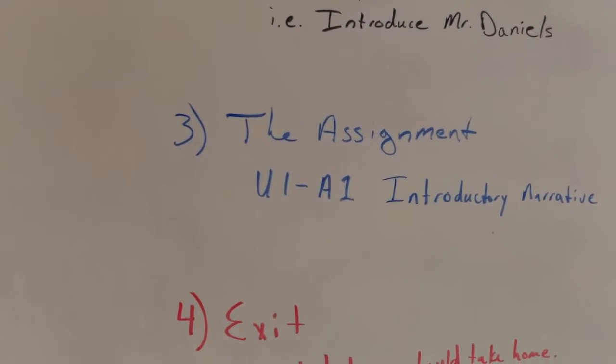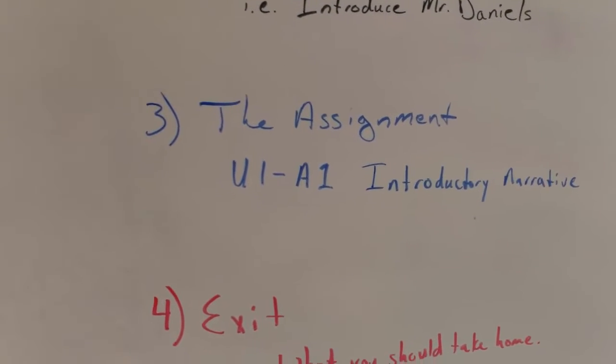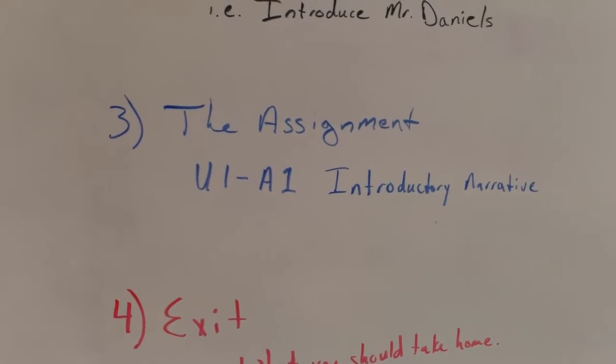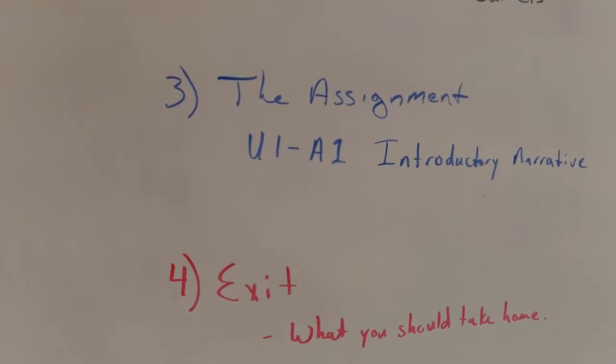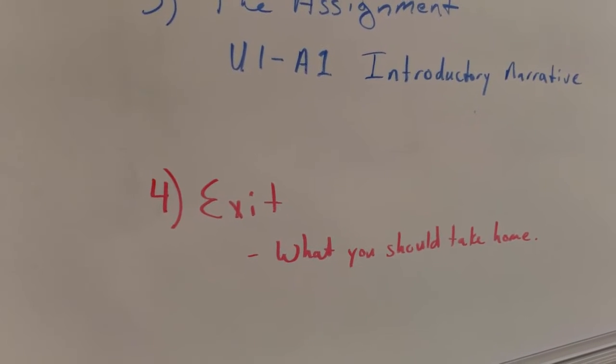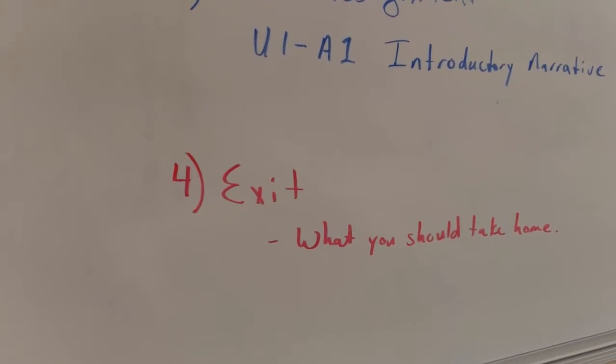Then what you have is the assignment. Those will be in blue. They'll be coded Unit 1, Assignment 1 with a name, same in PowerSchool and on the website. And then finally you have the red, that's the meat, that's the take home, that is the exit.